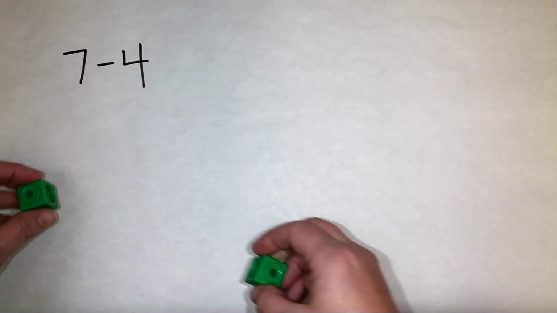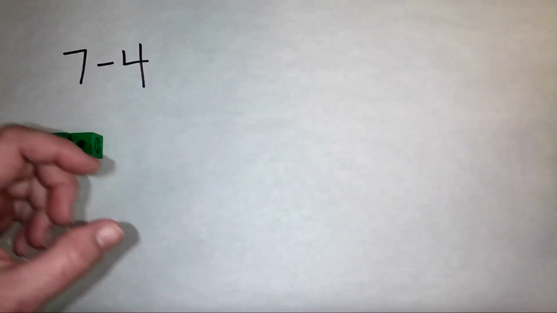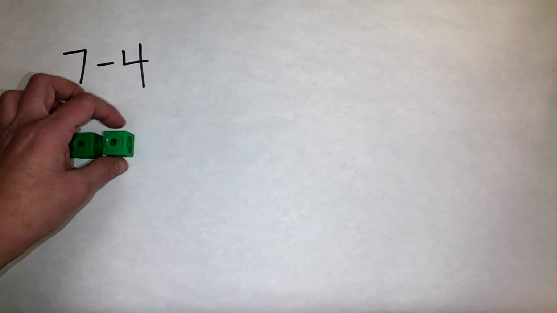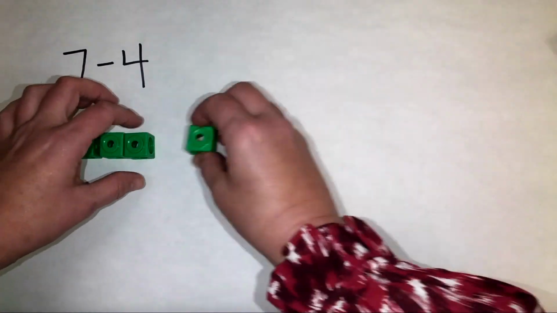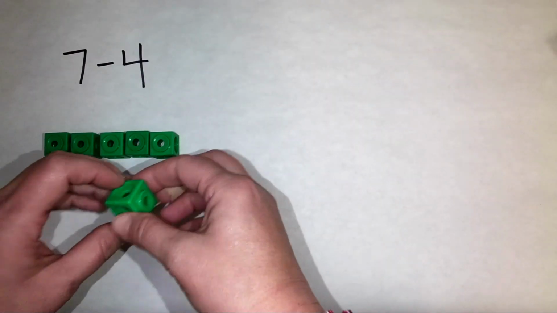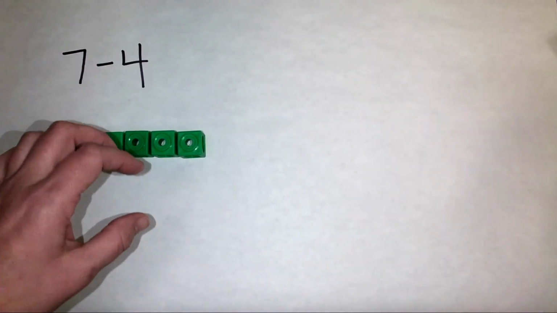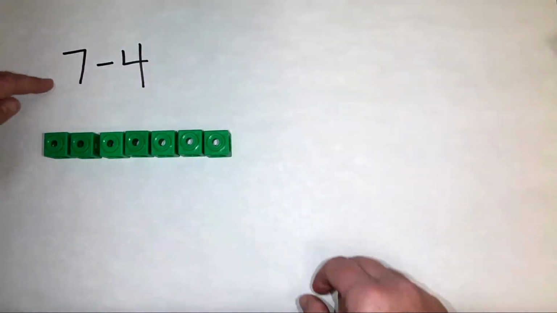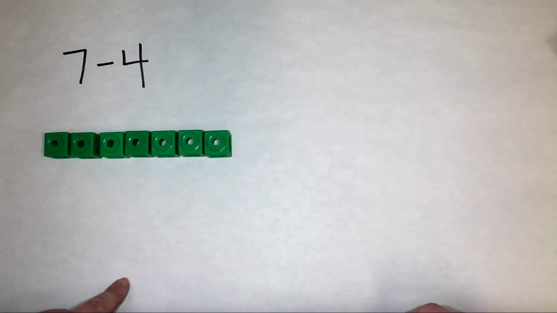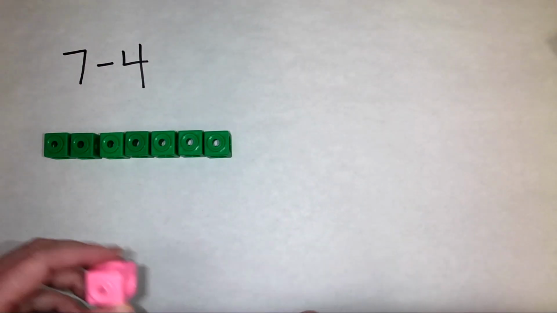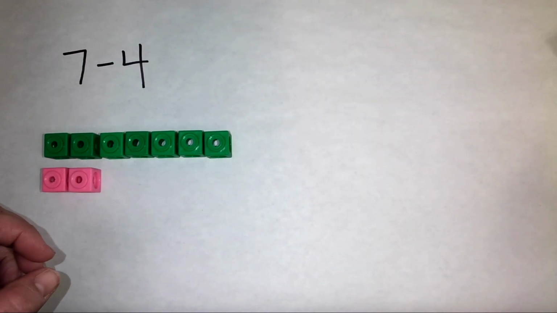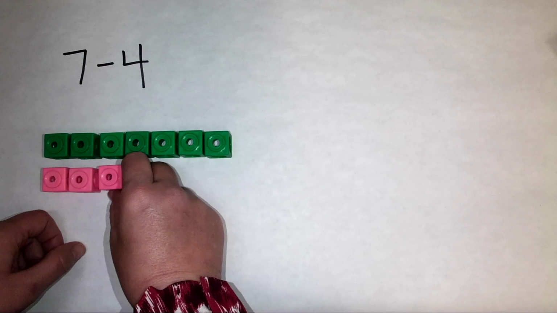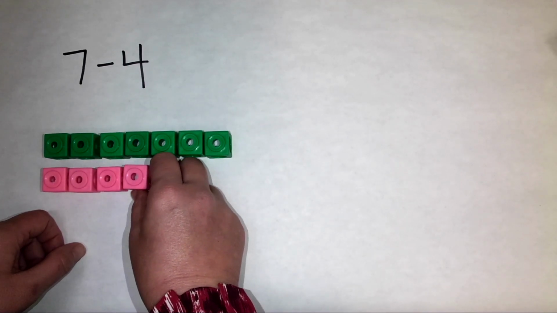I am going to show a set of 7 objects. I've got my cubes here, and I'm going to use the same color for this example. 1, 2, 3, 4, 5, 6, and 7. And then I'm going to compare that to a set of 4. Let's use my pink cubes here. 1, 2, 3, 4.